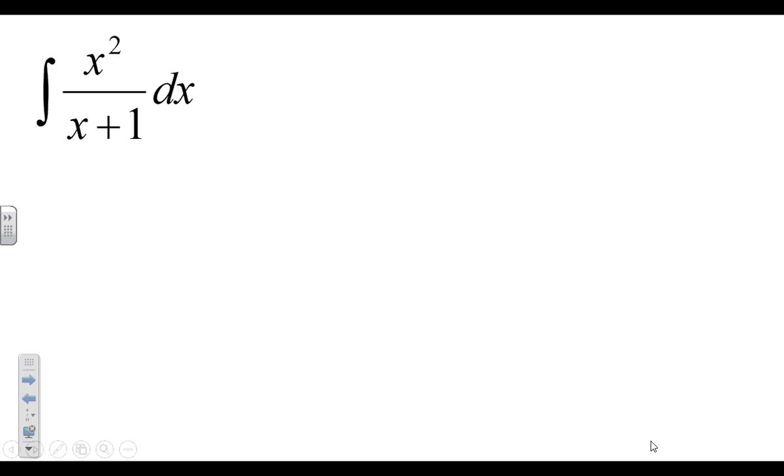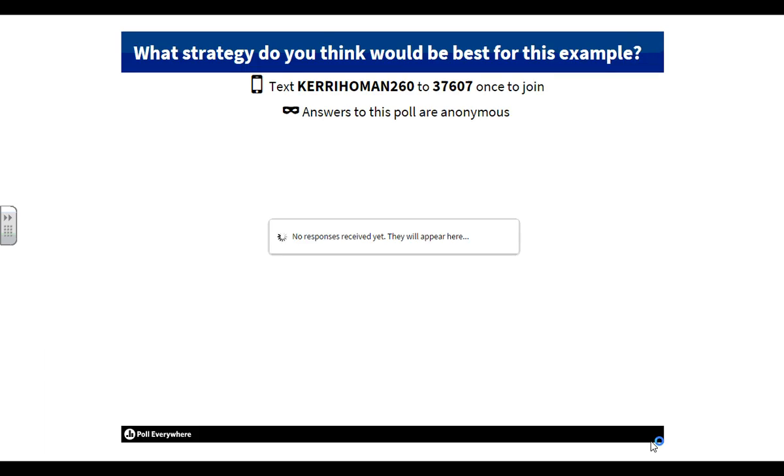Do we have it written down? Okay, so text in to the number on the board. And once you do, I want you to text in an answer to what strategy you think would be best for this example.